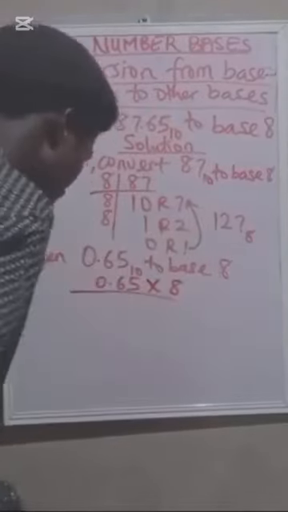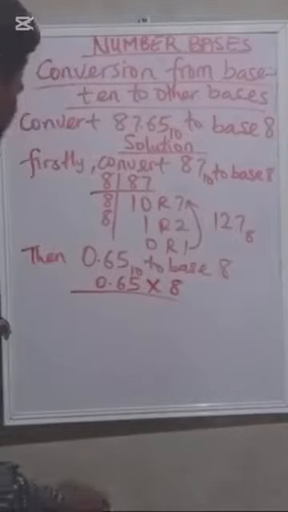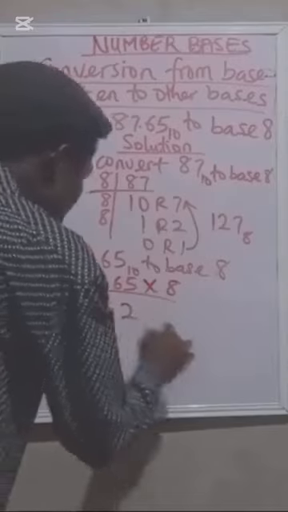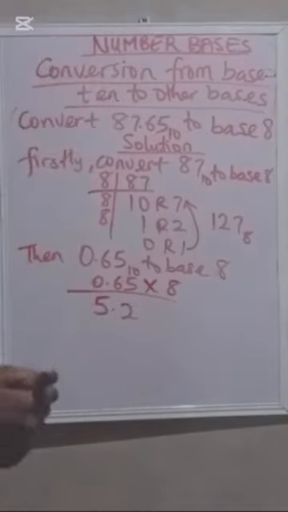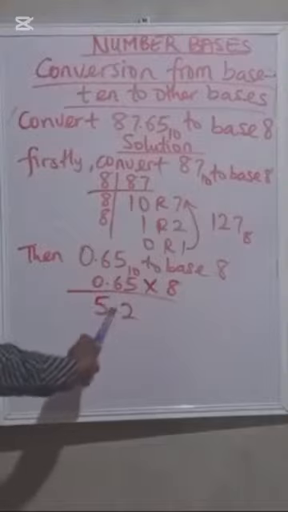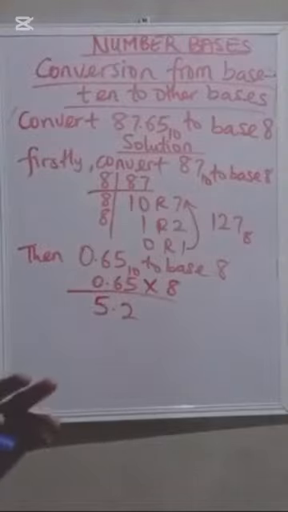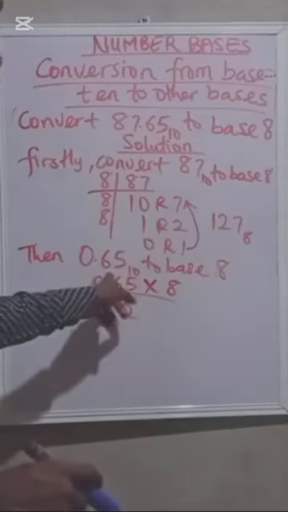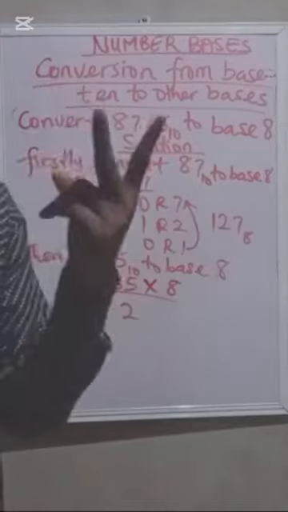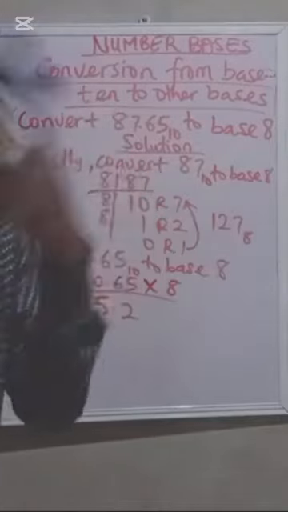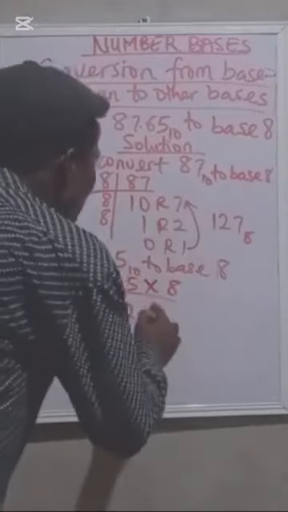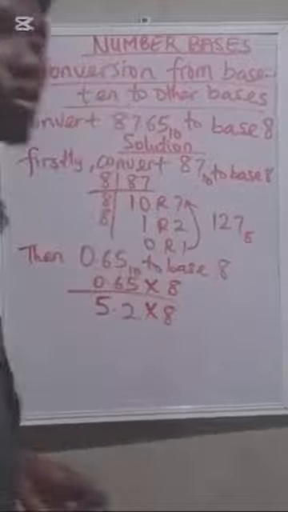And multiplying this by 8 is going to give you 5.2. Write the 5.2 down here. As you have gotten 5.2, now note that we have two digits. That means you are going to multiply it twice. After getting this one, we're supposed to multiply it by 8 again the second time.